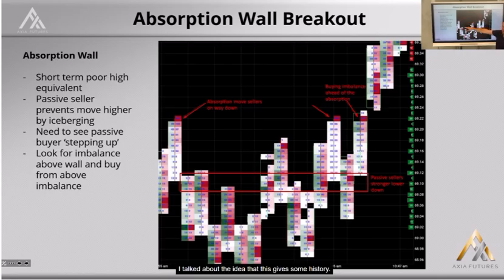Again, I talked about the idea that this gives some history. You might have come in here, not seen what had gone on there from a ladder. You'll see some volume at the top, but you don't know how that's created. This now gives you the ability to say, yeah, I get this. And when I see a change, not just in that number, but in the way it's trading around it, I'm willing to go for it. That's how you want to be trying to think about these types of concepts.